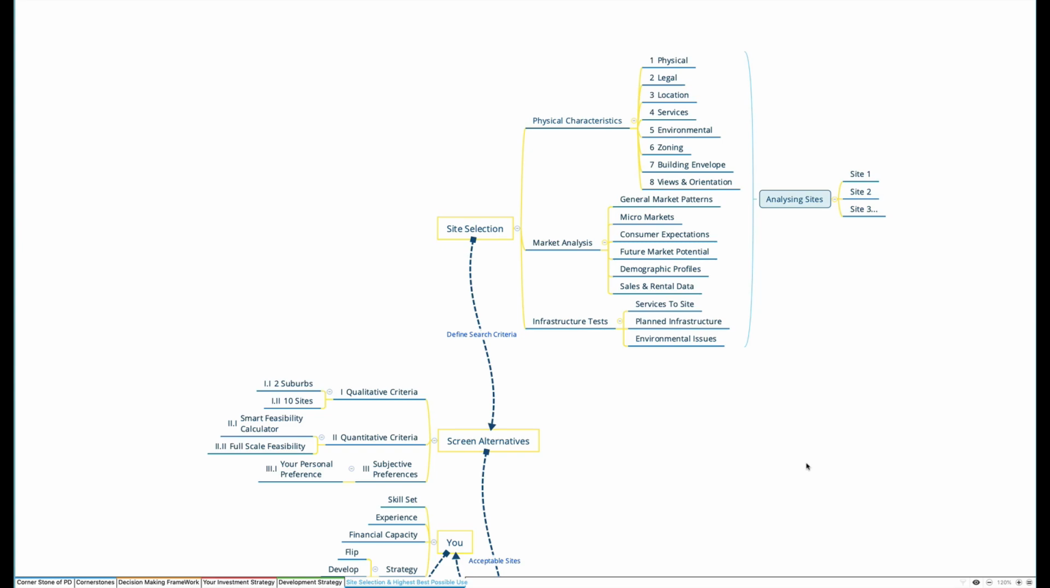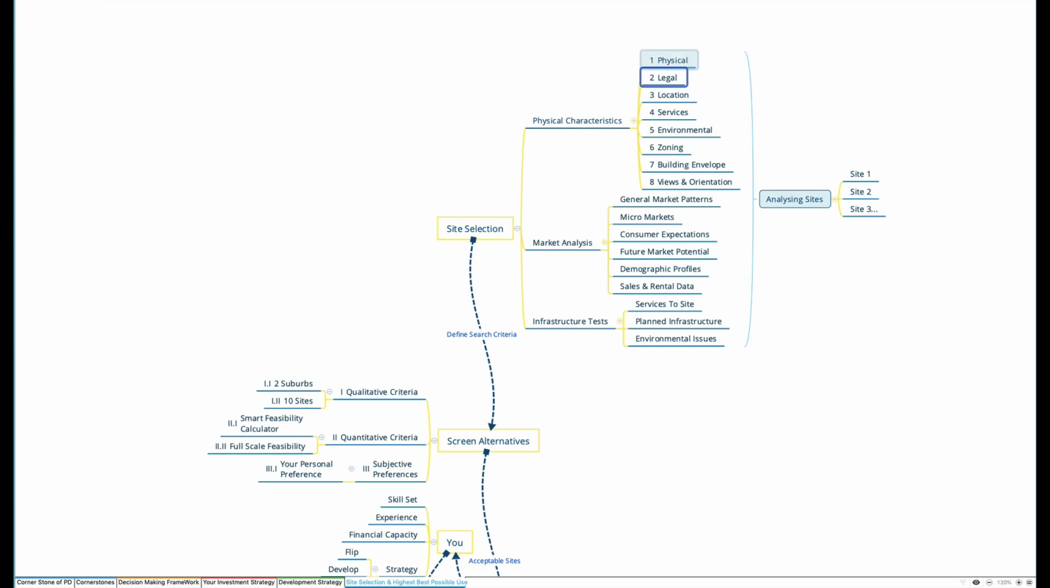So this is the framework for site selection and determining what the highest best possible use of the site is actually going to be. When you start with site selection, you start with the physical characteristics, the market analysis, and infrastructure tests. For example, physical characteristics: what is the site's shape and size? Is it broader at the front or narrower at the back?